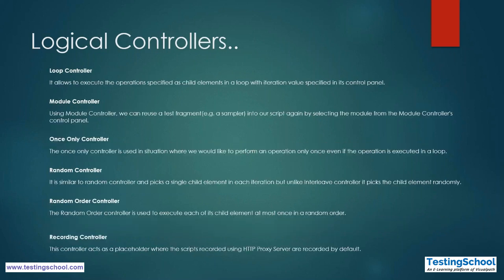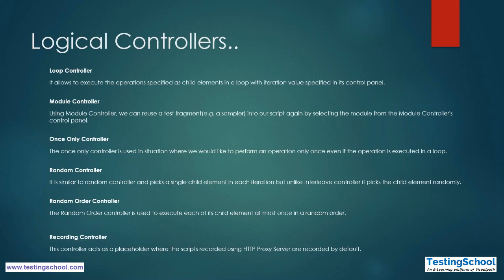Next is the loop controller. The loop controller is nothing but, as the name suggests, something you use if you want to execute a particular section multiple times, irrespective of the number of iterations mentioned in the thread group. So you need to place those segments in a loop controller. You need to specify the iteration value in the loop controller.